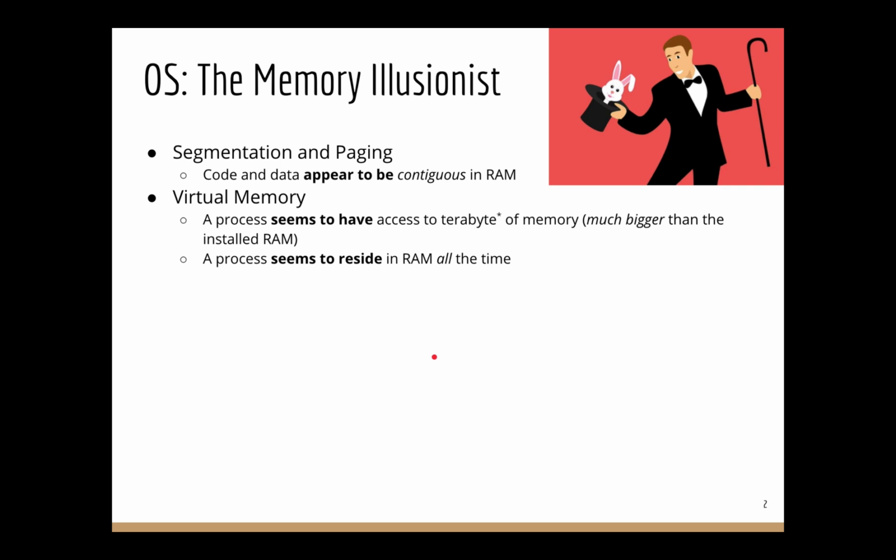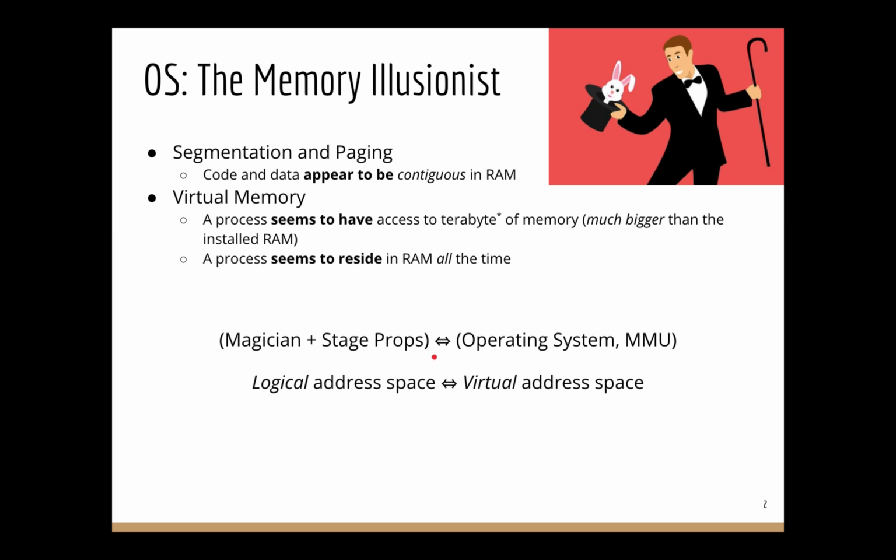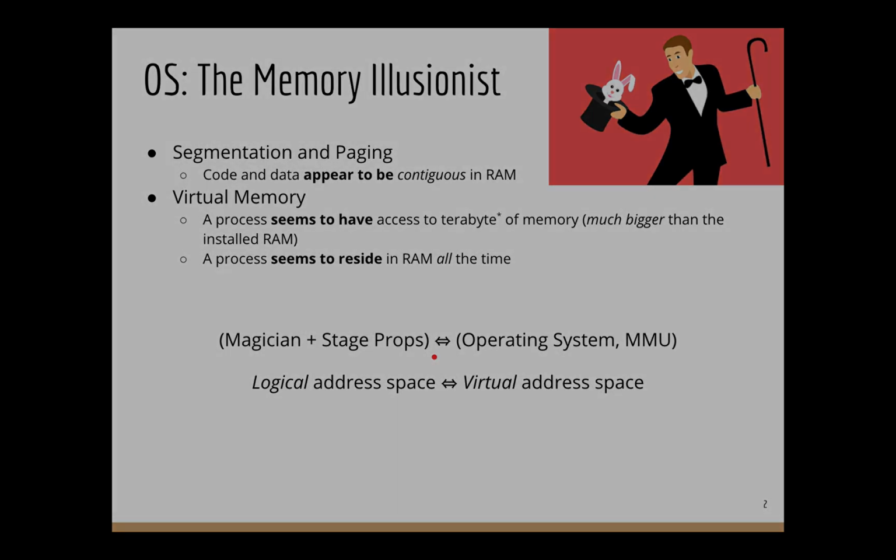And the third magic trick is an illusion that our process is always in RAM all the time. This module will investigate how our magician does the secret tricks. Like a magician who depends on some carefully designed stage props, like his magic hat, our operating system also depends on some carefully designed MMU hardware to perform its tricks. As a side note, from now on, the term logical address space will be used interchangeably with virtual address space.